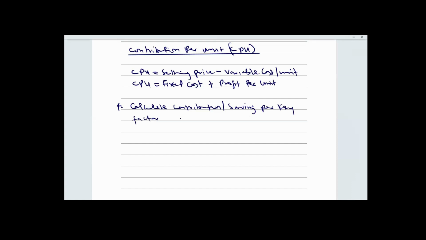Let me match step 4 and 5 together. Per key factor and rank the resulting figures in descending order. Okay, this can be done using the formats below.